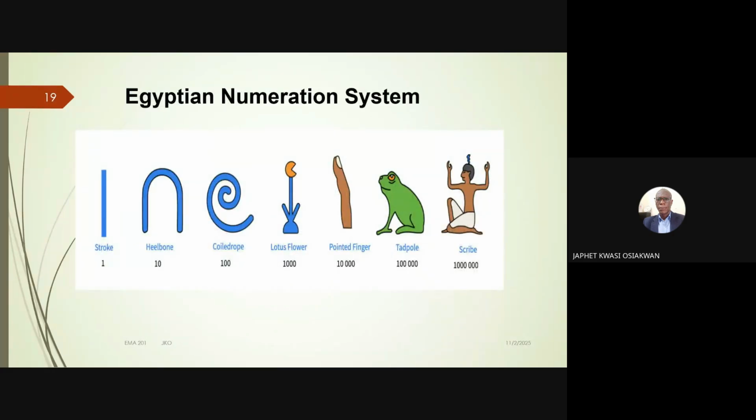Let me give it in picture form, and so you can see the pictures there. The stroke, which is 1, the heel bone, that is 10, coiled rope, 100, lotus flower, 1,000. Then we have the pointed finger, 10,000. Tadpole, we have 100,000. And then a scribe or an astonished man or a happy person, that is 1 million. So these are the symbols that they use in their system. Any question?